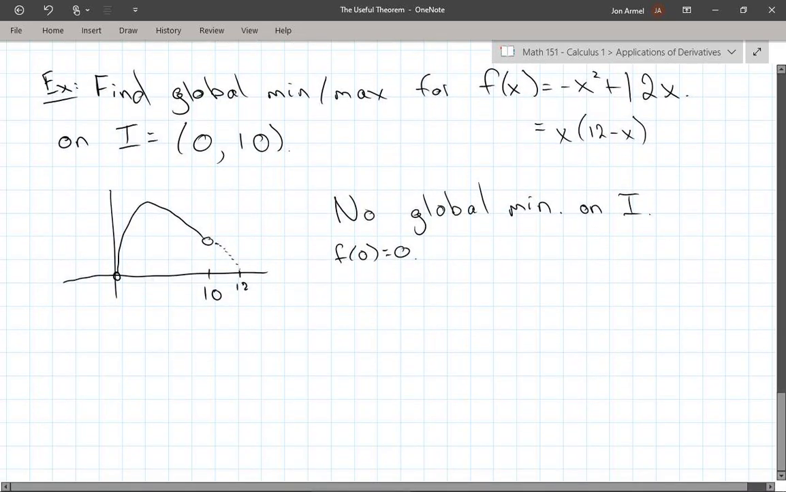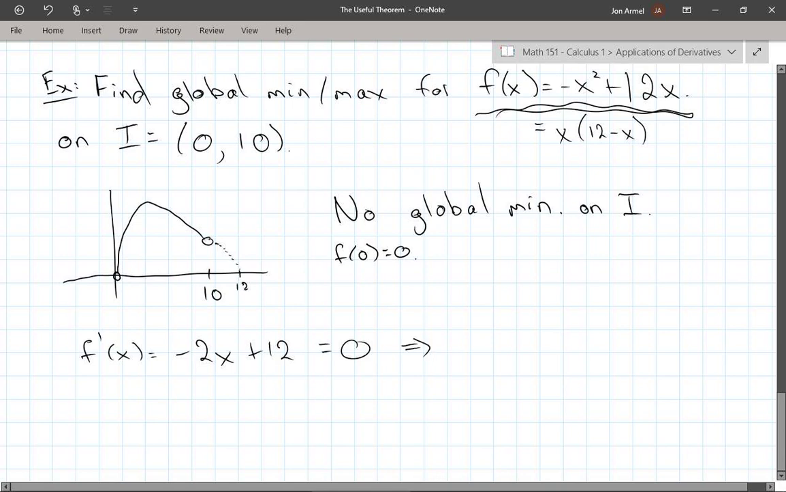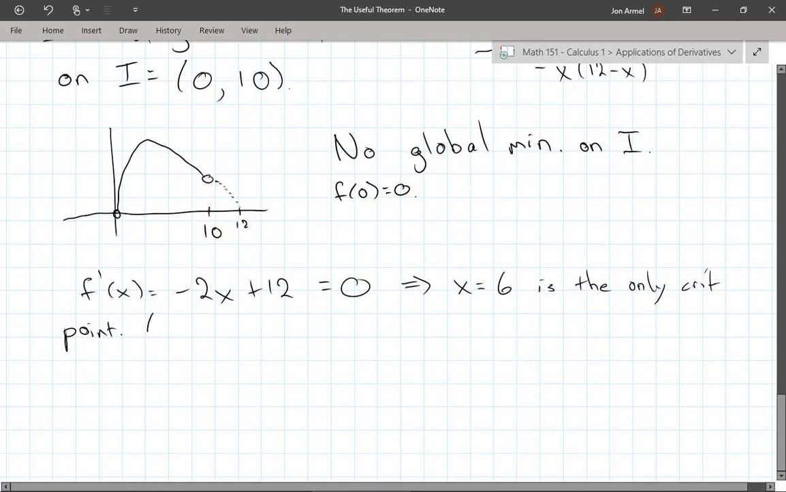But what about the global maximum? So if you know the vertex formula, you can deal with parabolas without calculus, but calculus actually makes it really simple. So I'm just going to take f prime of x. Remember, my f of x formula is up here. So we'll take f prime, that is negative 2x plus 12. We're going to set that equal to 0. And that tells me that x equals 6 is the only critical point. Guess what? That point happens to be in the interval I.